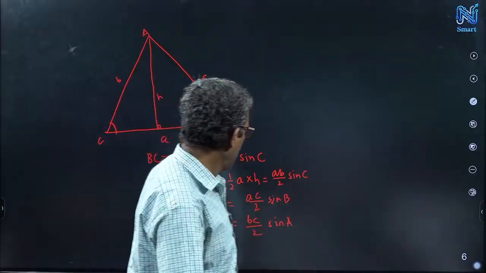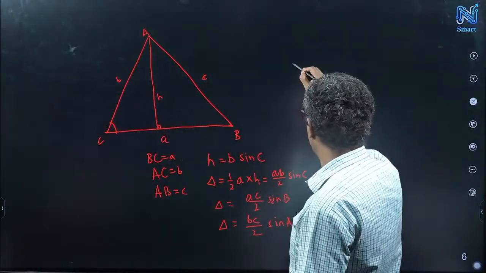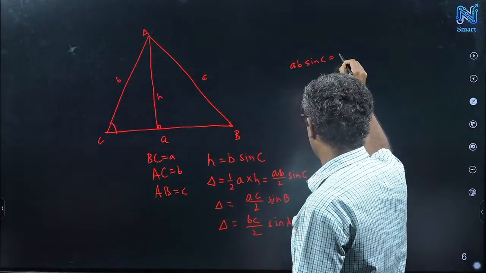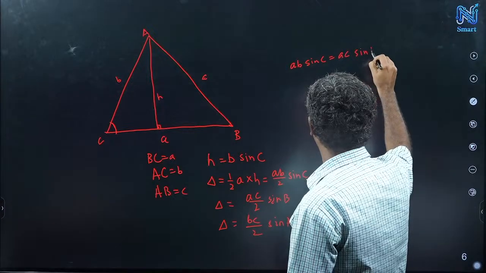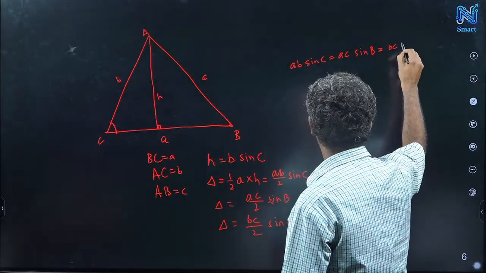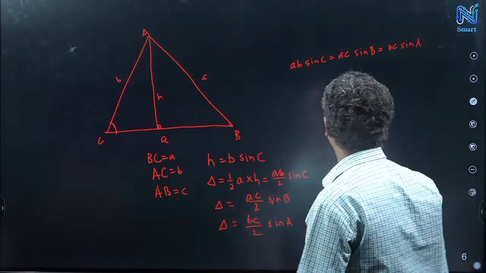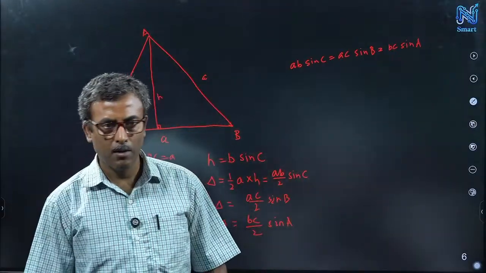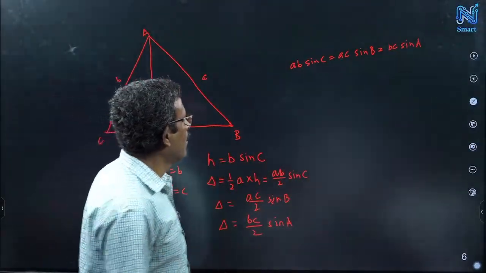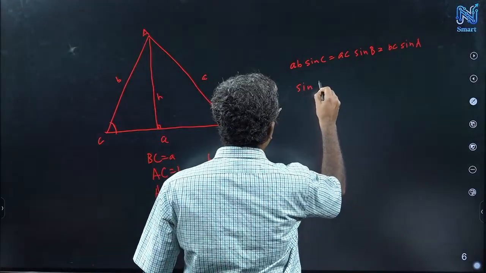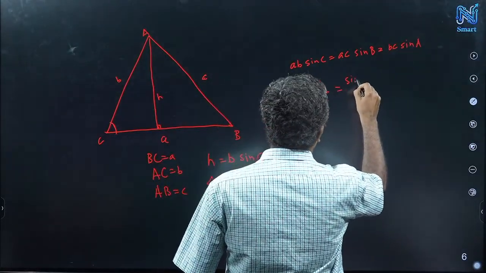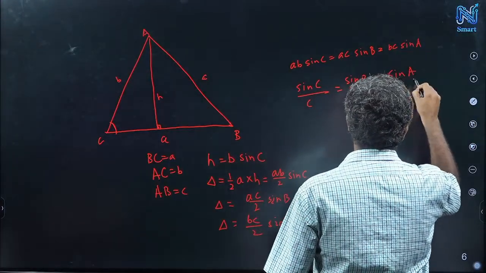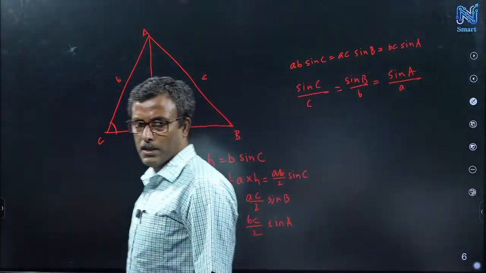Now all are equal, then what happens? The 2 will be cancelled out. ab sin C is the same as ac sin B, which is bc sin A, and if we divide by abc, then what happens? Dividing by abc, sin C by c is sin B by b is sin A by a. That's the sine rule.